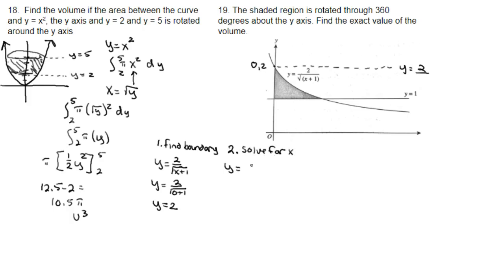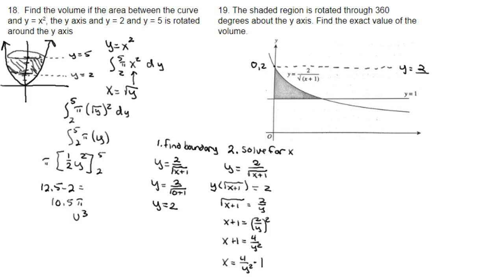Let's rewrite it so it's going to be x equals, not y equals. Solve for x. So y equals 2 over square root of x plus 1. Well, if I multiply both sides by square root of x plus 1, I get 2. And then if I divide by y, the square root of x plus 1 will be by itself. And then if I square both sides, I'll get x plus 1 is equal to 4 over y squared. And all I got to do is subtract 1 from that. And see, now I got x by itself. Now that's the thing that I'm actually going to take and integrate. And then once I integrate it, I'm going to take the boundaries and multiply it by pi. So let's go ahead and find the volume.